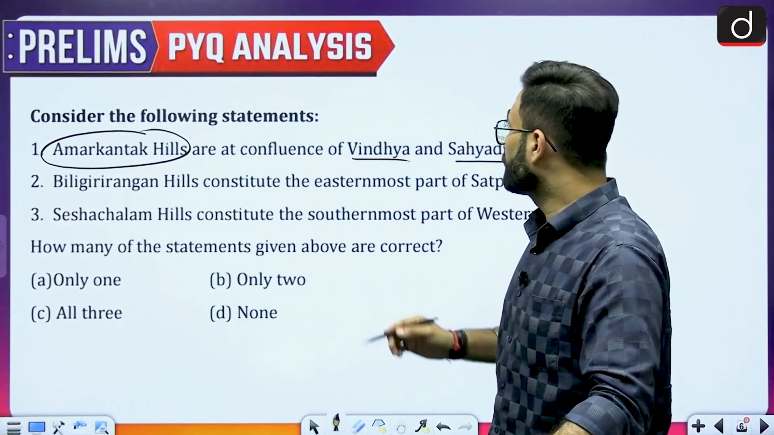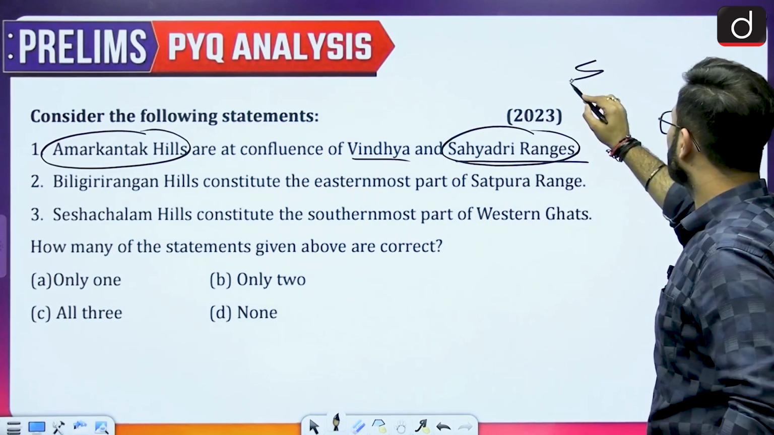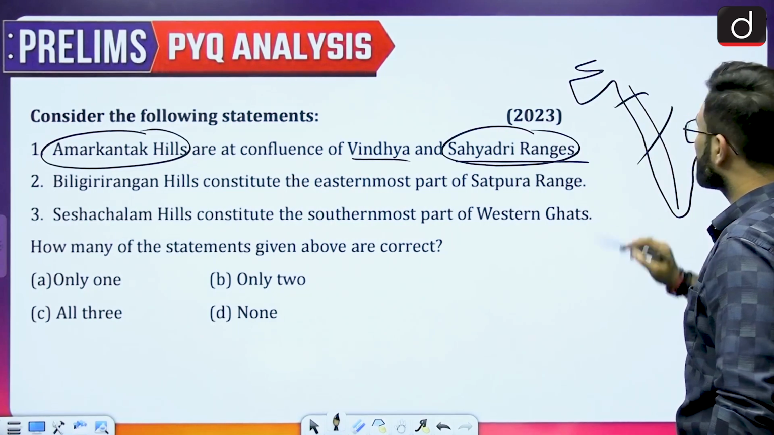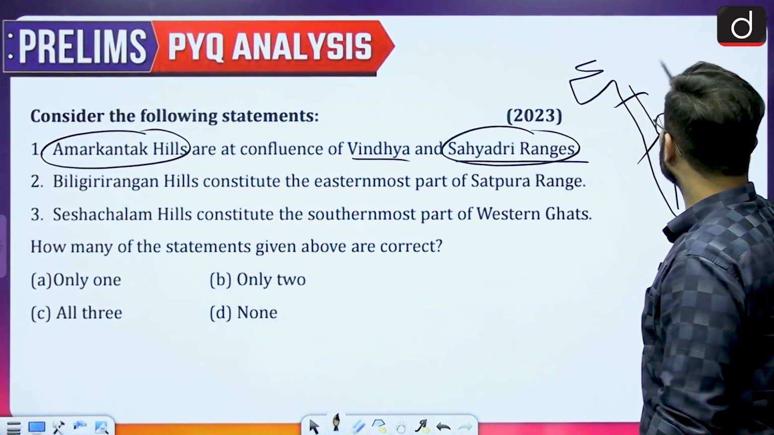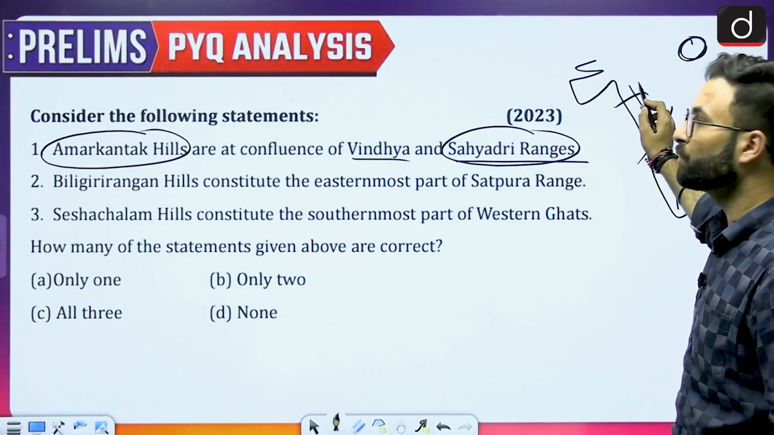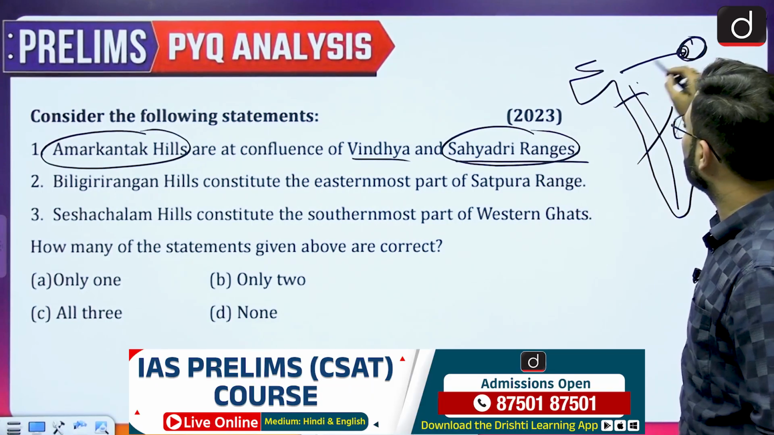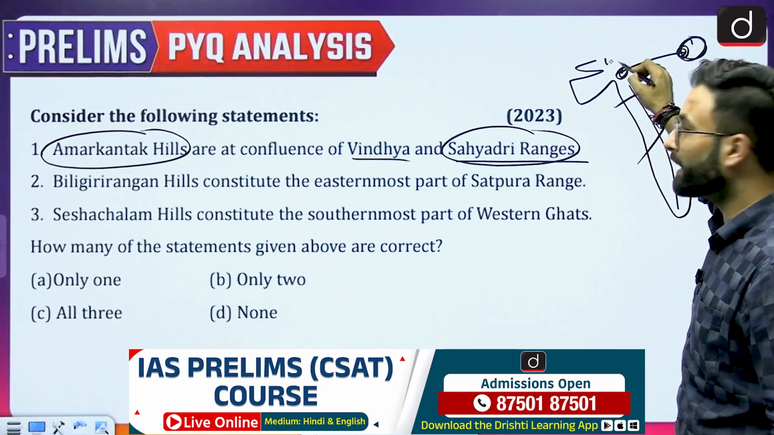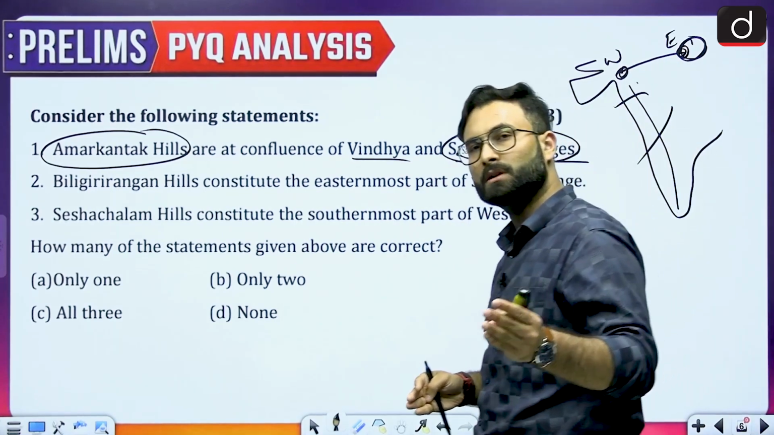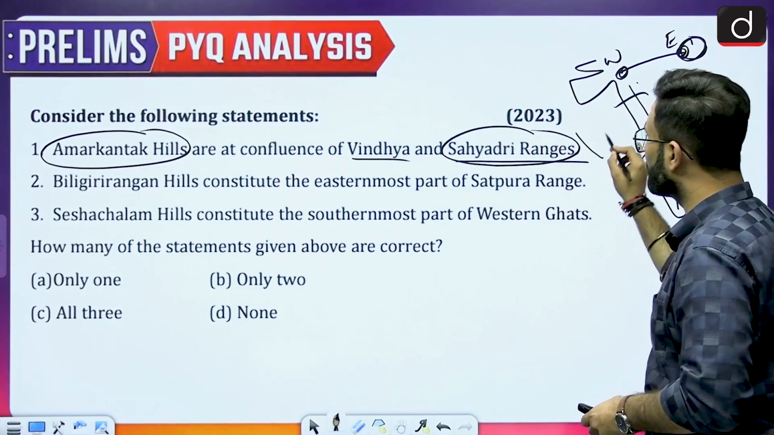When we talk about the Sahyadris, they are on the Western Ghats. If you look at the map of India like this, these are the Western Ghats and this portion is basically your Sahyadris. Amarkantak is located somewhere over here. So obviously this is no confluence of Vindhyas. Vindhyas are like this. This is the western end of Vindhyas, and this is the eastern end. Amarkantak is on the eastern side of Vindhyas and not on the western side. So we can say that this statement is incorrect.